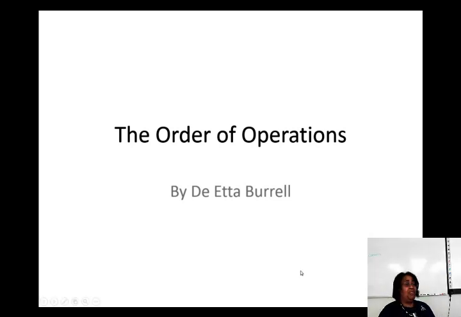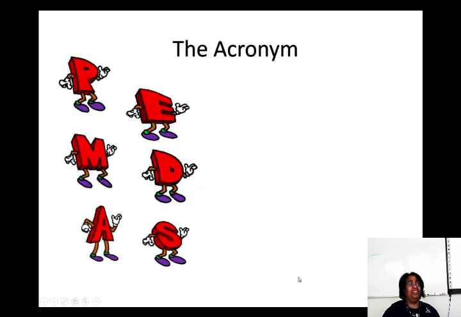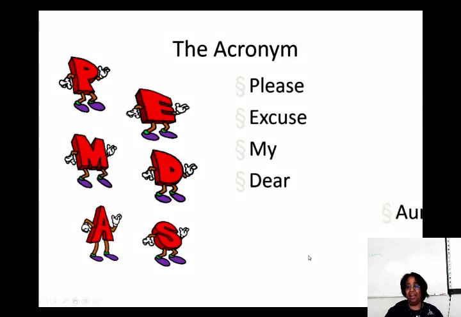Today we're going to talk about the order of operations. There's a little memory acronym that you can use to remember this order, and that acronym is Please Excuse My Dear Aunt Sally. And I like to add left, right, because you need to remember what direction to go, okay?